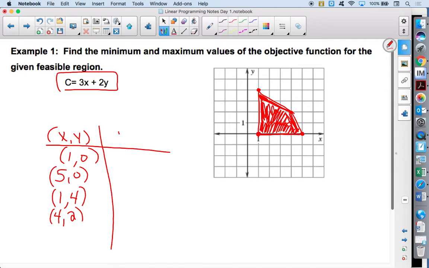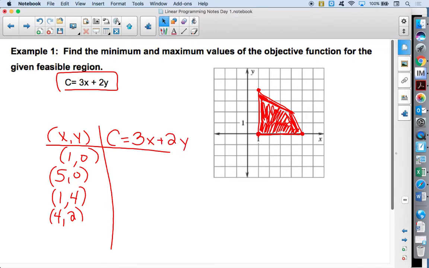So in order to find if they're a maximum or a minimum value, you take the vertices, that's what those guys are called, and you plug it into your objective function. And again, right now it's just c equals 3x plus 2y. So you could say you're trying to find the minimum cost of something or the maximum cost of something. So literally you're taking the ordered pair, plugging it in, and seeing which one gives you a minimum value, the smallest value, and which one gives you the maximum value or the most amount.